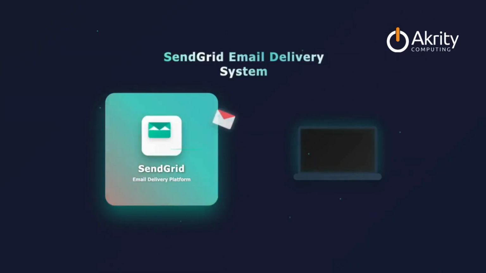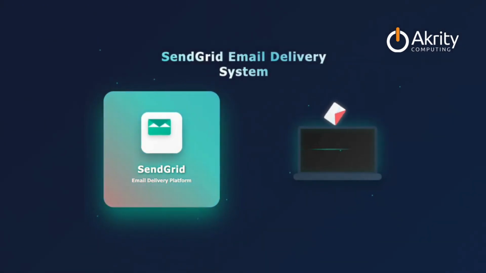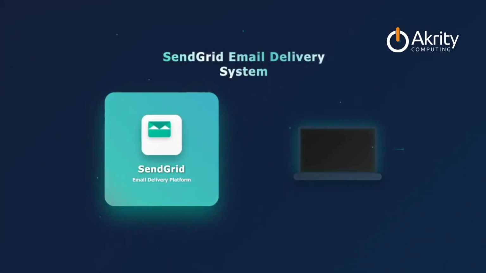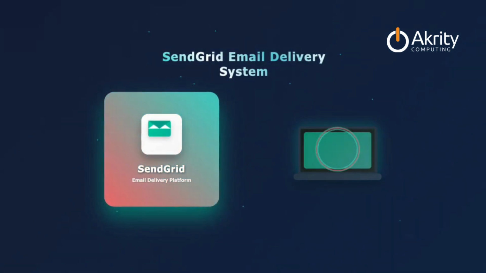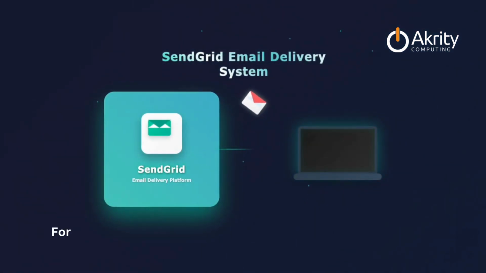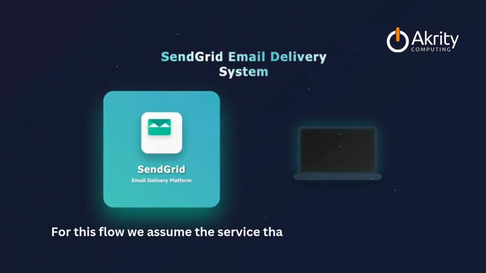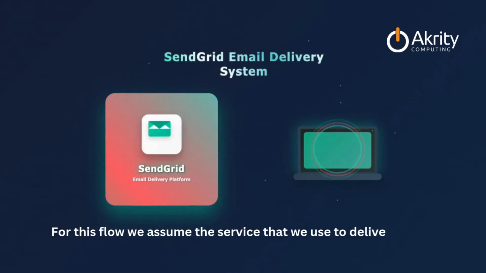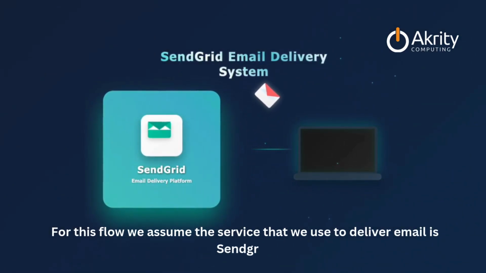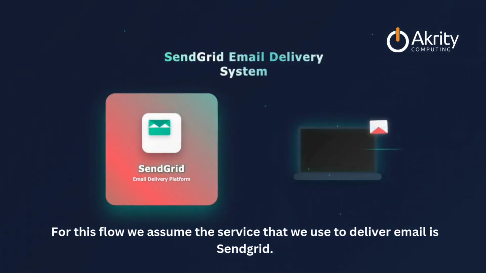Let's think of another example where more than just the database and the EC2 server would be used. In addition to the two services we used in the previous demo, the upcoming demonstration will introduce another component, which is email delivery. For this flow, we'll assume the underlying service used for sending email is SendGrid, for demonstration purposes. This will help us understand how a web application can integrate with a third-party email service to trigger emails when required.